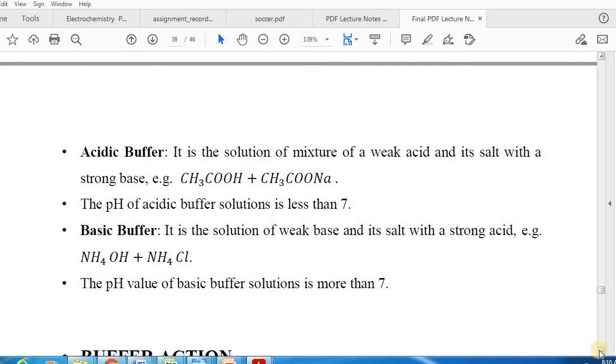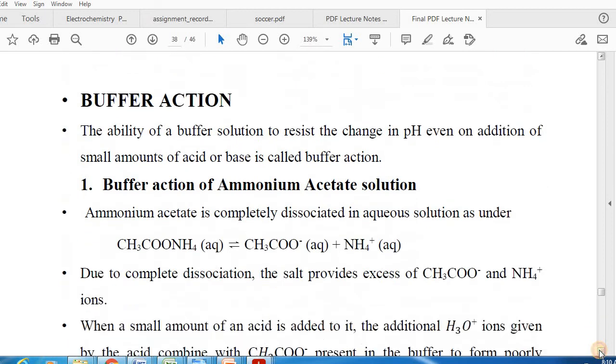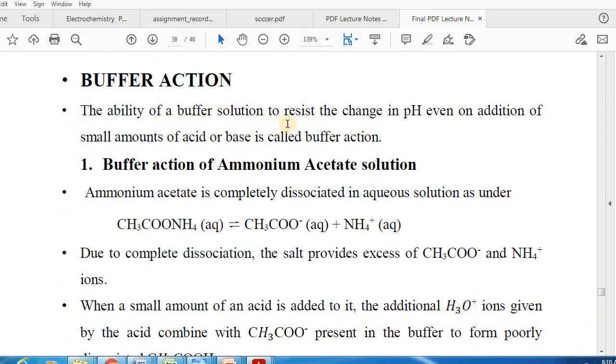Now next one is buffer action. The ability of a buffer solution to resist the change in pH even on addition of small amounts of acid or base is known as buffer action. So first we will discuss the buffer action of ammonium acetate solution. Ammonium acetate is completely dissociated in aqueous solution by this equation. Due to complete dissociation, the salt provides excess of acetate ions and ammonium ions.